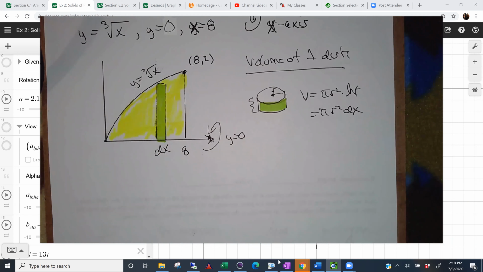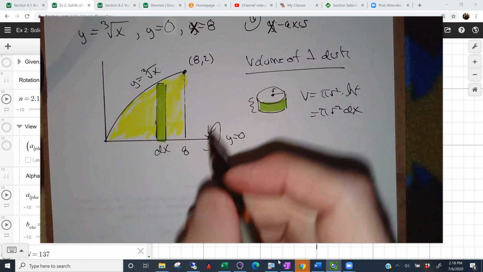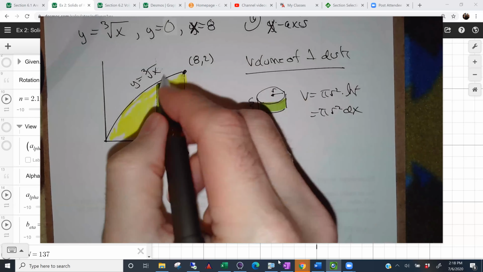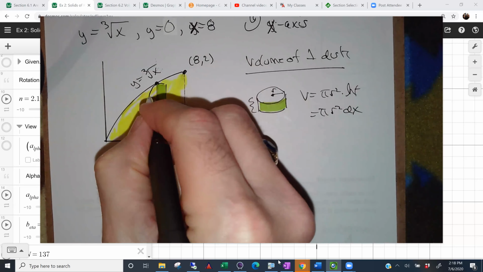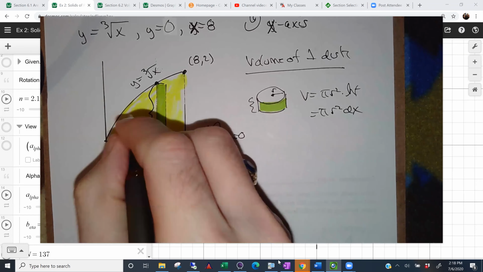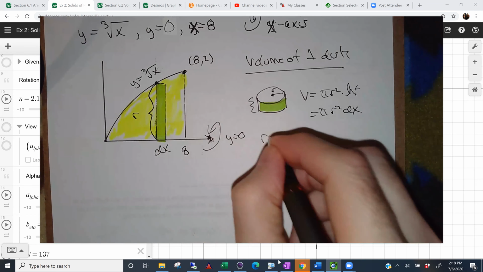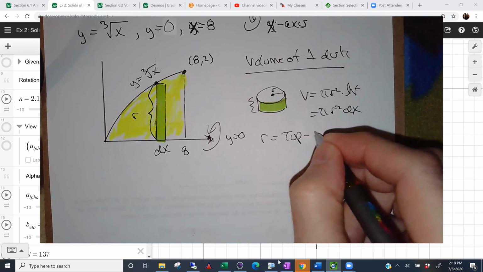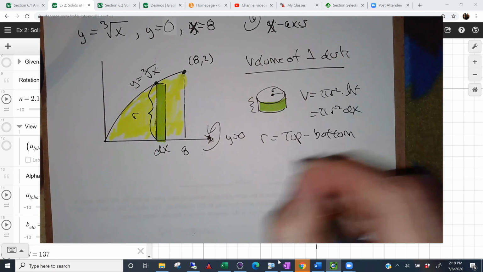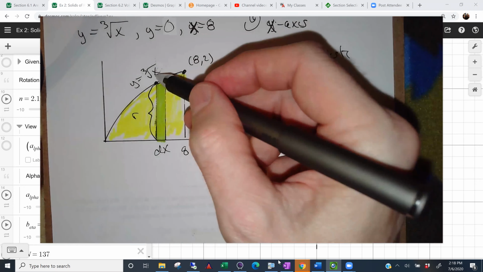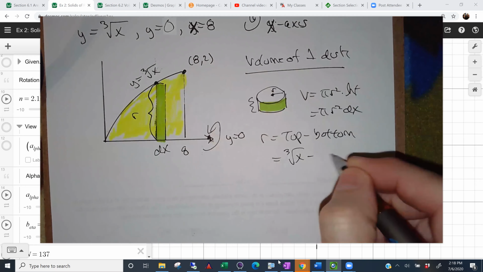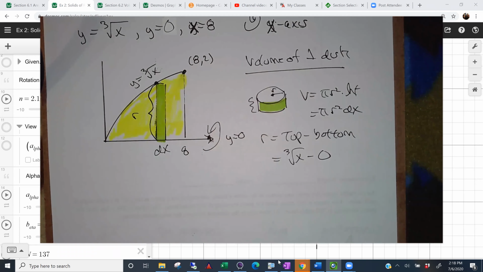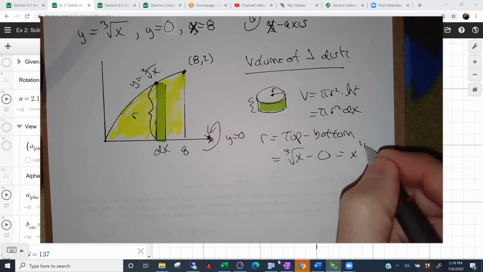So the next thing is, okay, what's r? R is going to be the radius. It's going to be the distance from this point here to your axis of rotation. In the vertical direction, when you want to calculate distance, it's going to be like it was in the last section, top minus bottom. So for us, that's going to be cube root of x minus, well, 0, because that's the height of the x-axis. So we'll just call that x to the 1/3 power.